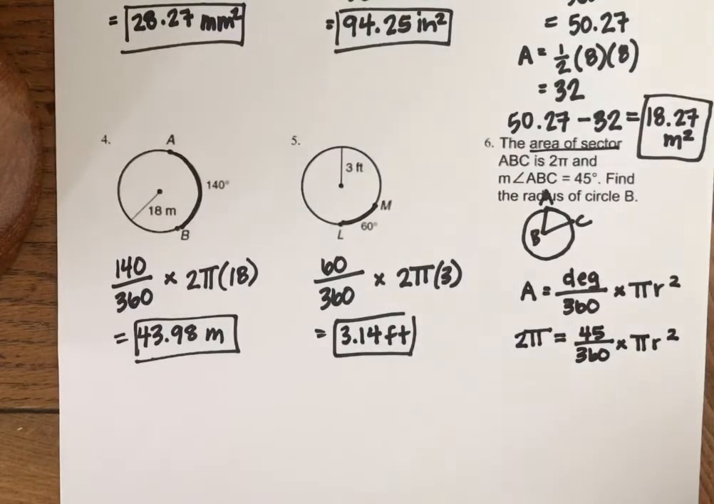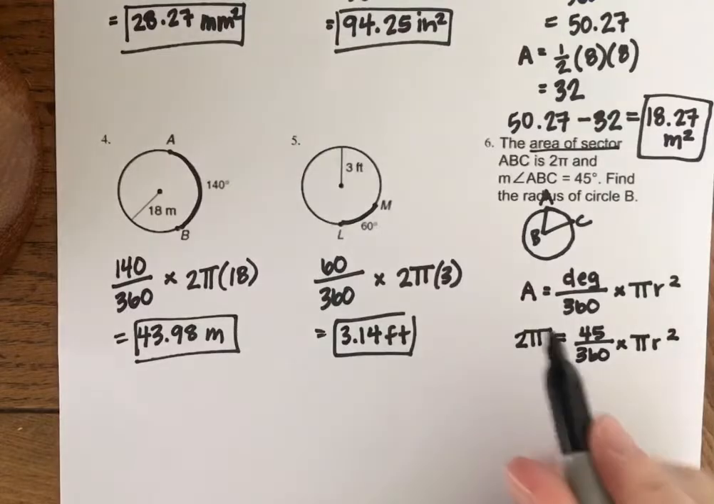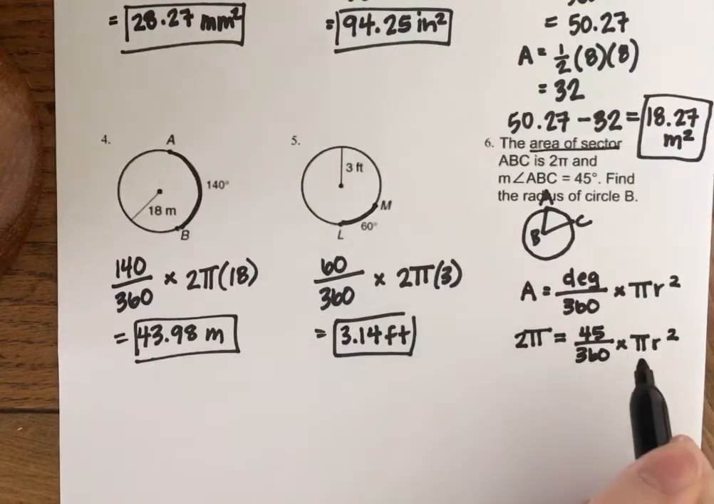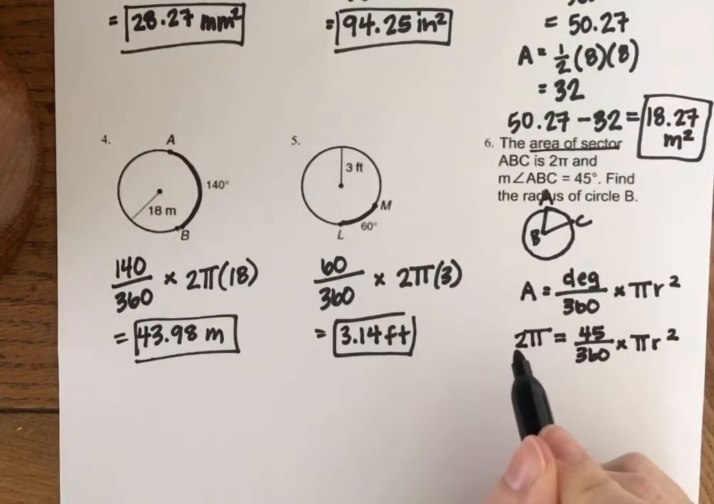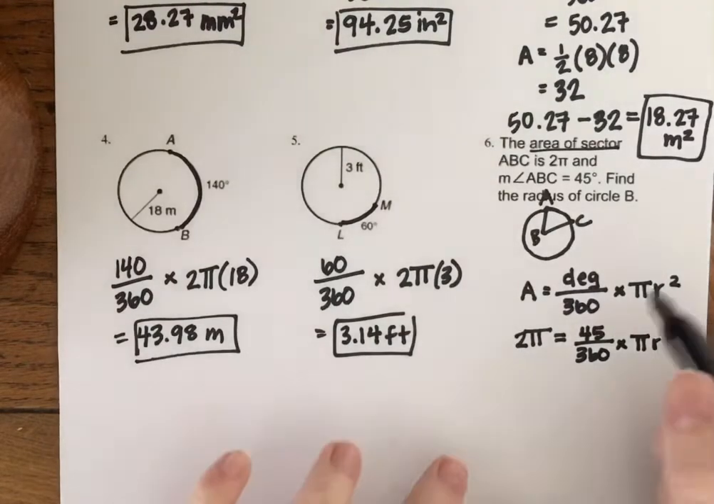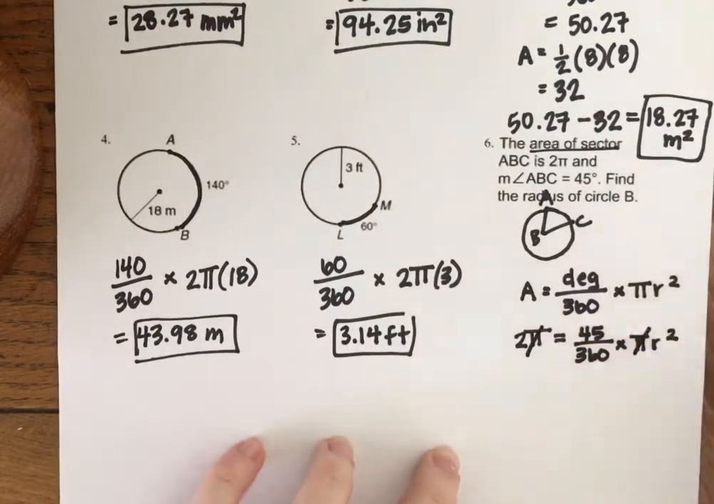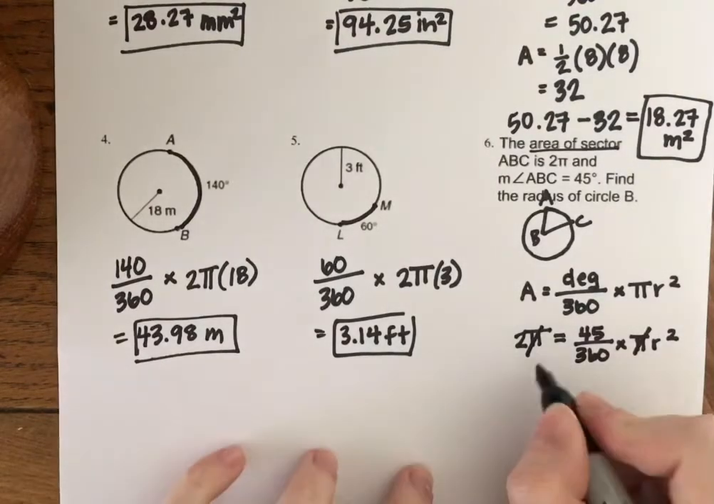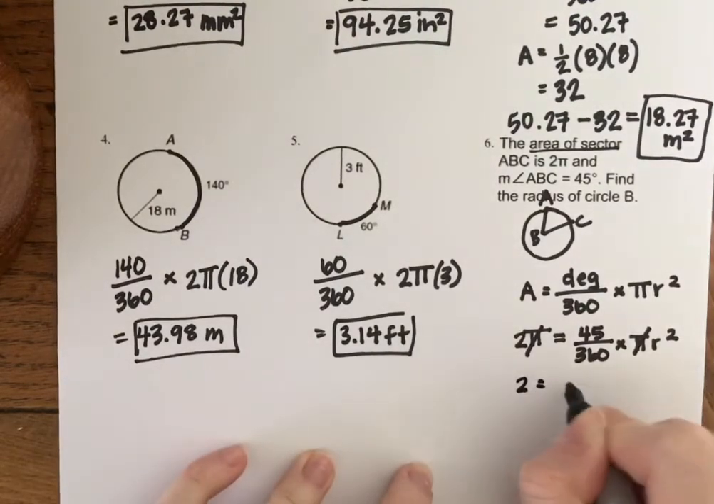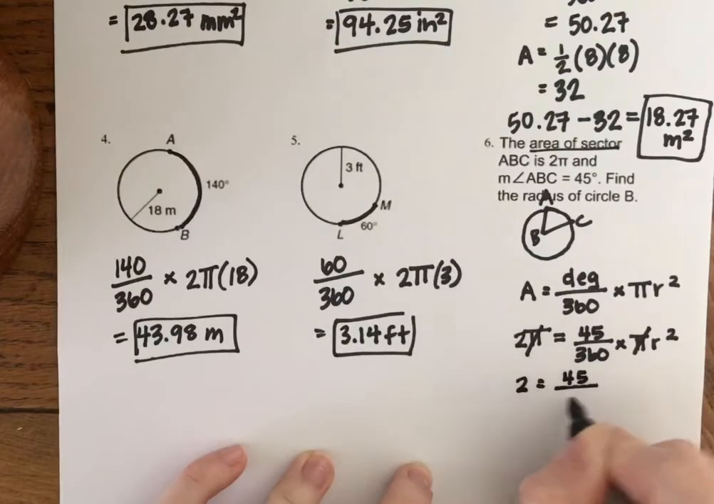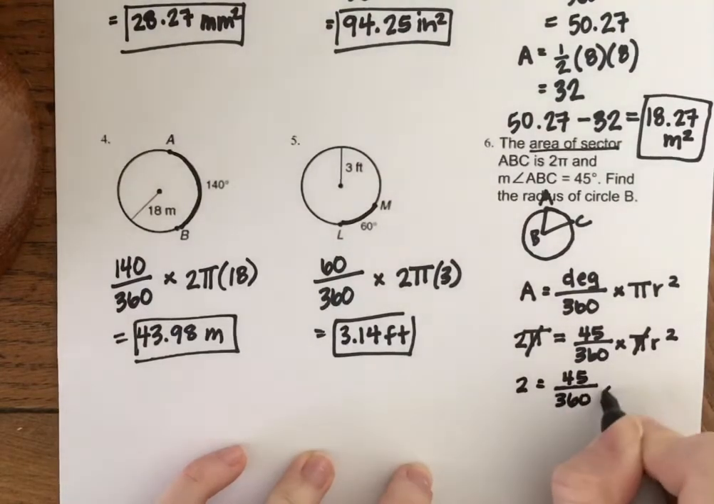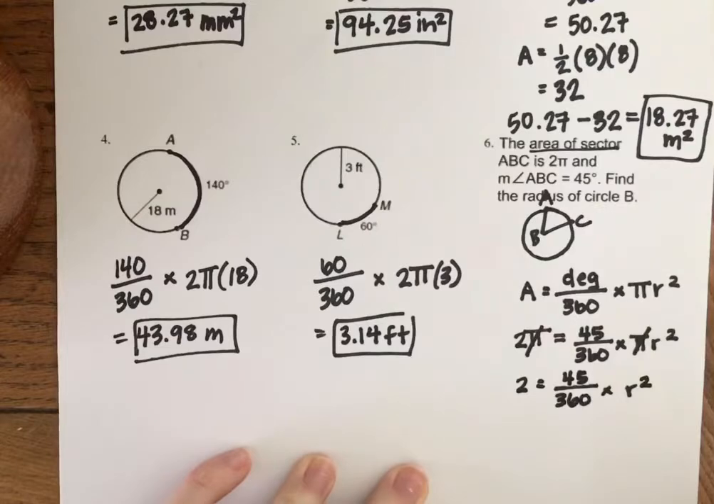times pi. I do not know what the radius is, so I'm just going to leave it as r squared. Now, the first thing in an equation like this is I'm multiplying everything over here. Technically, I'm multiplying this because it doesn't have a symbol. So if I have pi on both sides of my equation, those can go away. I can cancel out the pi. Basically, I'm dividing both sides by pi, and it's going to go away. So all I'm going to be left with is 2 equals 45 over 360 times the radius squared.